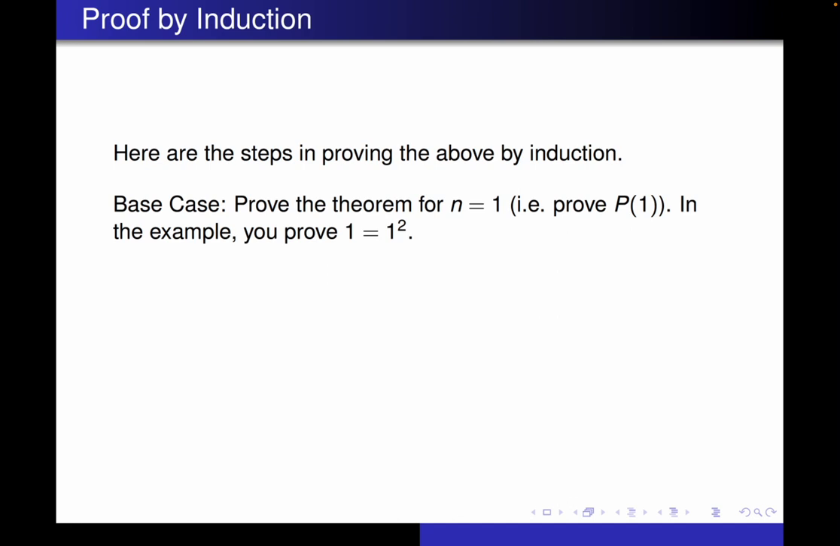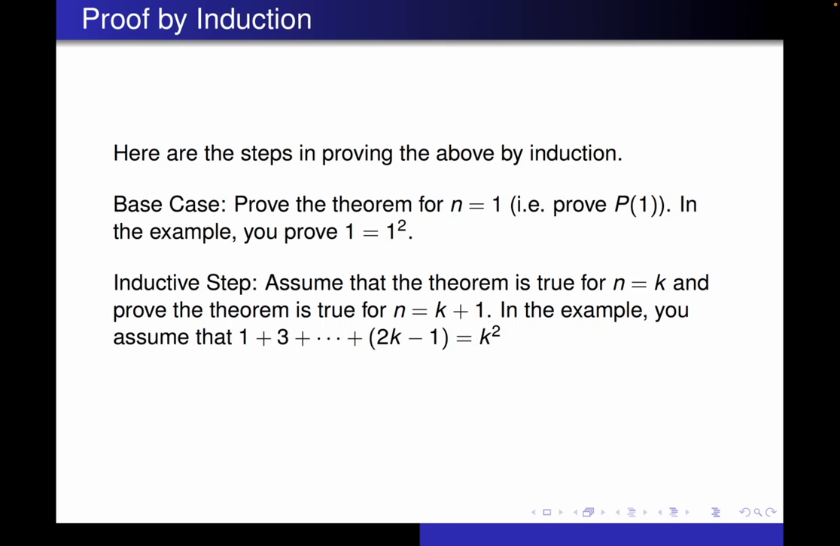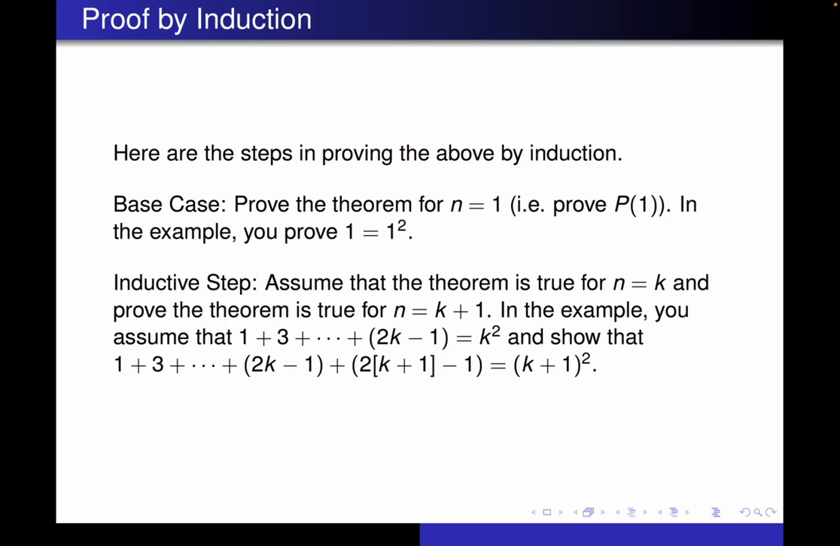The base case is done. For the inductive step, what you do is you basically show how to get from the step n equals k to the step n equals k plus 1. What that means procedurally is you assume the theorem is true for n equals k and prove the theorem is true for n equals k plus 1. So in the example, you assume that when you add up all the odd numbers between 1 and 2k minus 1, you get k squared. And then you show that when you add up all the odd numbers between 1 and 2 times k plus 1 minus 1, you get k plus 1 squared.